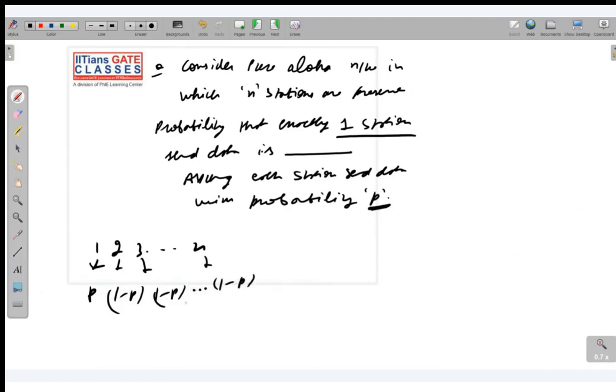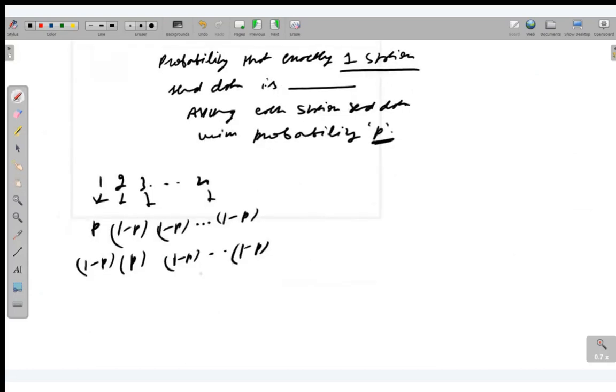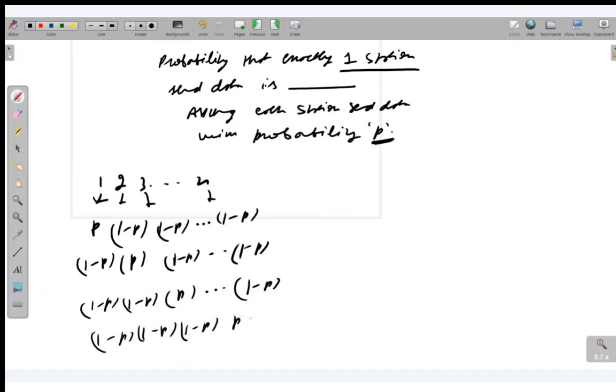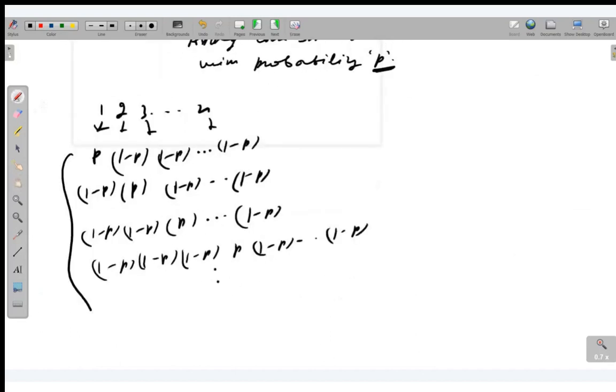Second case will be only station 2 wants to send data. So only station 2 will send the data with probability P. Station 1 will not send the data. Station 3 will not send the data, and so on. Then station number 3: 1 minus P, 1 minus P. Station number 2 is not sending data, but station 3 is sending data, and so on. Every other station is not sending data. Then station number 4. First is not sending data, second is not sending data, third is not sending data, but fourth is sending data, and so on, like this. So how many cases will be there total? How many cases? N cases will be there.